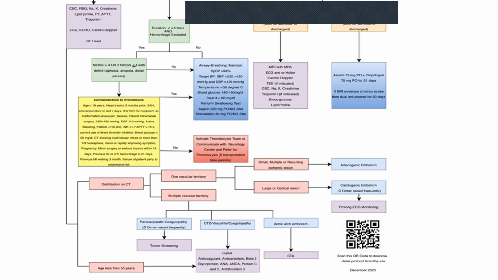And for further evaluation, if there is MRI evidence of minor stroke, then dual antiplatelets for 90 days should be continued. If not, then we can manage according to the report of MRI or CT scan.